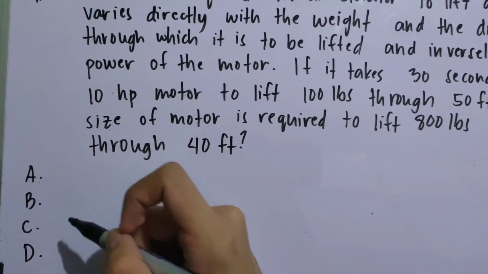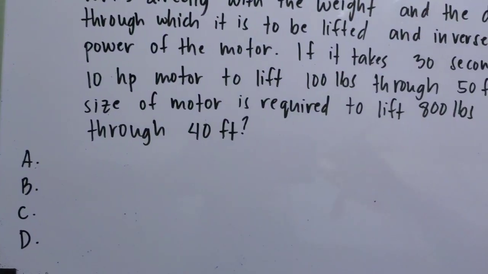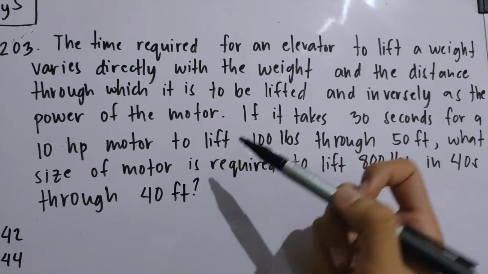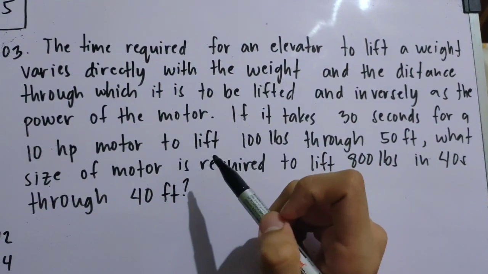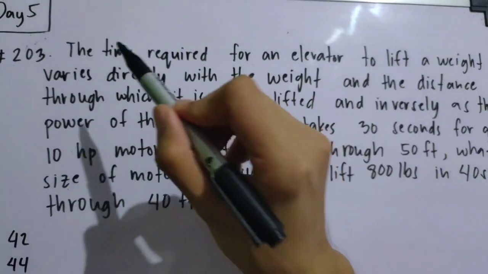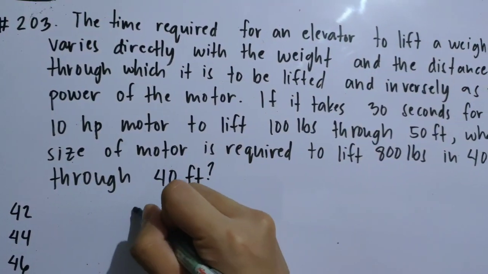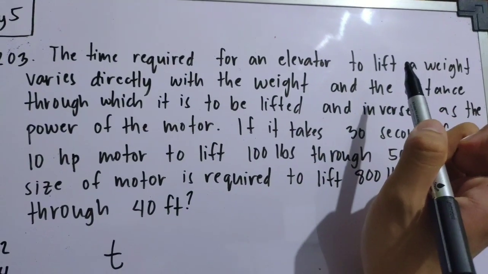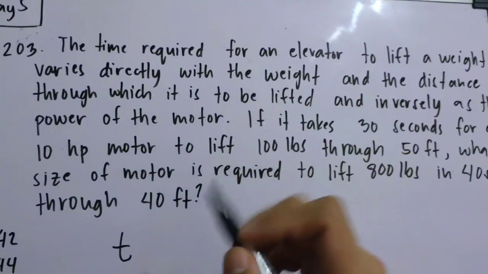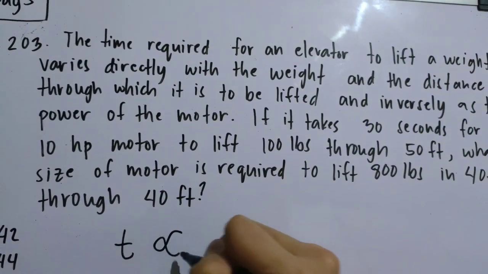Nakalimutan ko ilagay yung choices. Isulat ko muna. So, yan. Isulat muna natin yung relationship ng mga variables. So, sabi dito, the time required for an elevator to lift a weight varies directly with the weight.